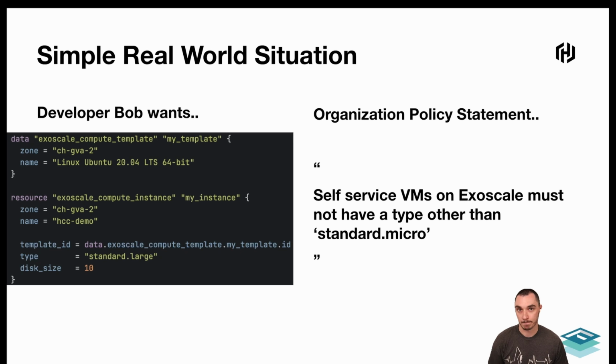But the organization policy states that self-service virtual machines on exascale must not have a type other than standard micro. Maybe that's a finance-based decision. We don't know. But that's what the policy says. So there we have a contradiction.